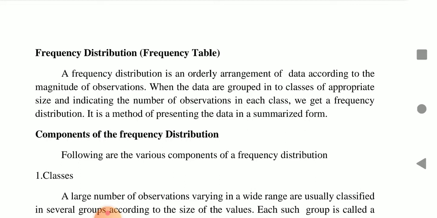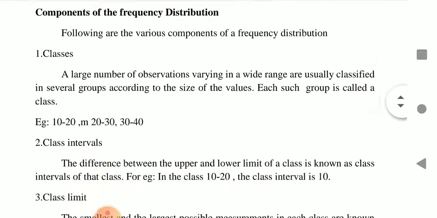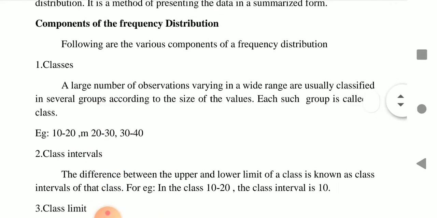Each class and its frequency is shown in a frequency distribution. Here we divide the total observations into different groups or classes and indicate the number of observations falling in each class. That is known as a frequency distribution. Then let us move on to the components of a frequency distribution.